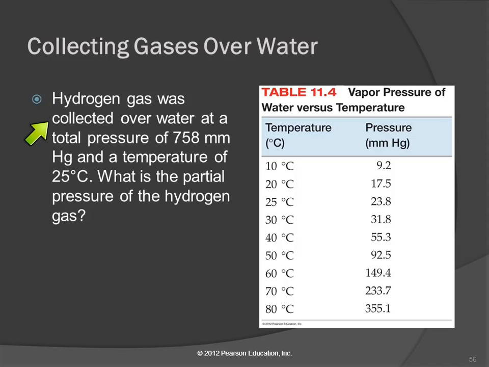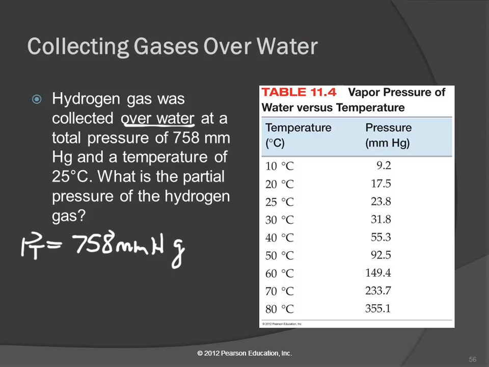Hydrogen gas was collected over water, total pressure of 758 millimeters of mercury, a temperature of 25 degrees Celsius. What is the partial pressure of the hydrogen gas? Anytime you see over water, there is a mixture involved. Gas collected over water. Total pressure is 758 millimeters of mercury. The temperature is 25.